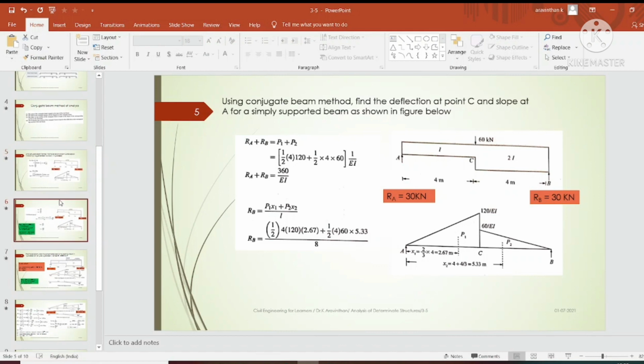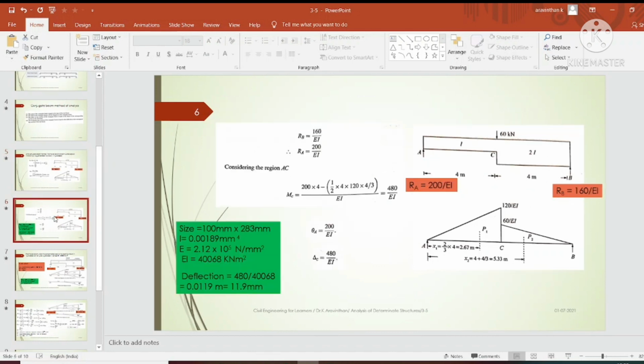Since we have the property, in the given data there is no Young's modulus and moment of inertia given for this section. While solving, we arrived at the answer in terms of E by I. So let us assume a property: let us take the size of the beam as 100 mm by 283 mm, that is breadth and depth, and the moment of inertia will be 0.00189 m power 4. And let us take this material as steel.